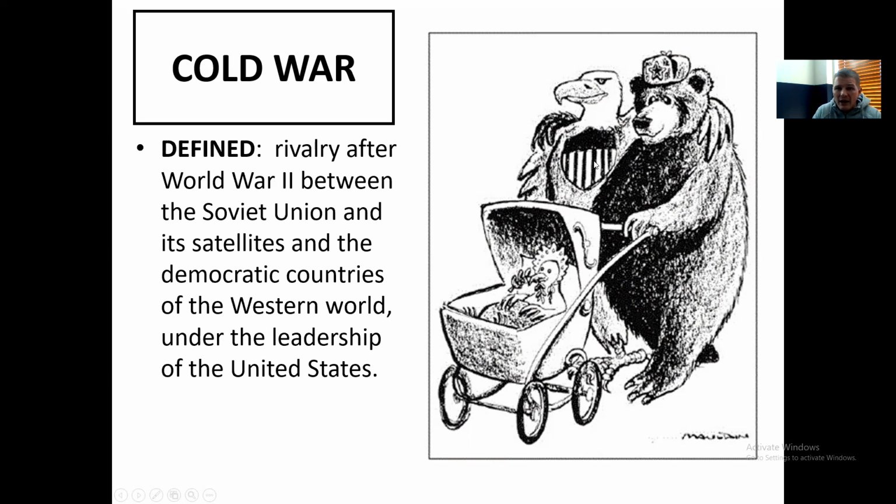So it was pretty much a rivalry after World War II between the Soviet Union and its satellite countries and the democratic countries of the Western world under the leadership of the United States. Here we go.